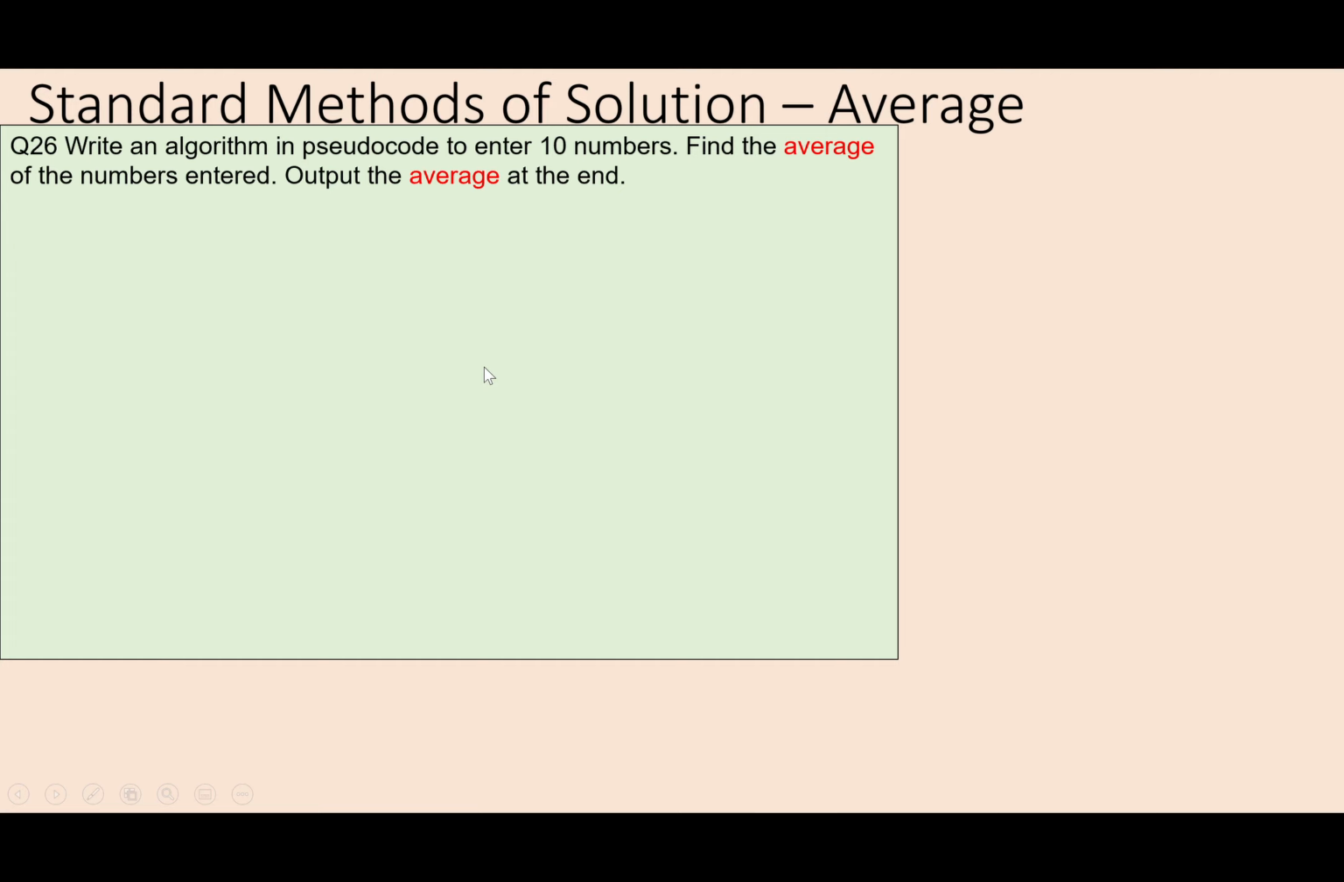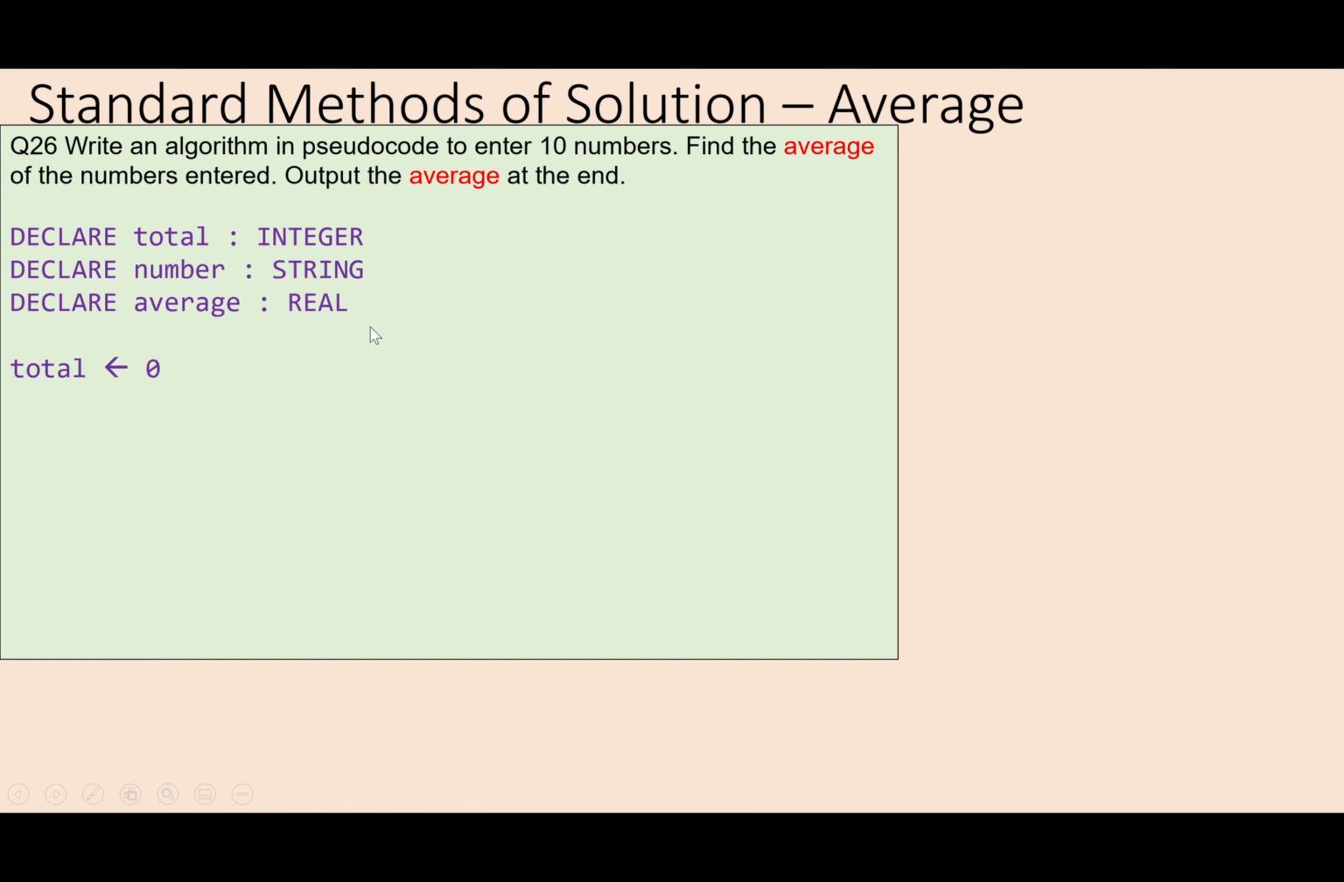So this time we're going to get the user to enter 10 numbers and find the average of the numbers entered, and output the average at the end. So this time we're going to have a loop, they're going to input a number, we're going to add it to the total, and then at the end we'll work out the average. So we've got our declarations there. If you want to pause the video now and have a go at finishing the pseudocode, and then come back and see how you got on.